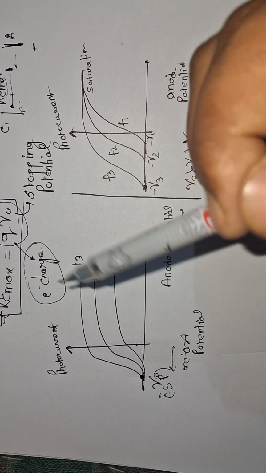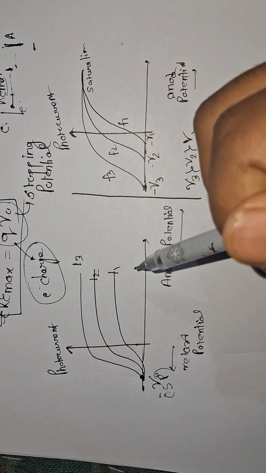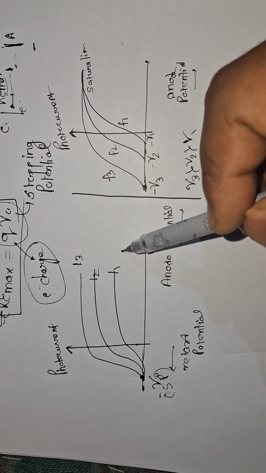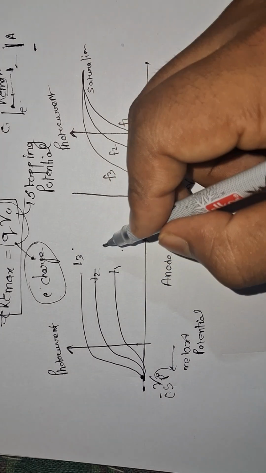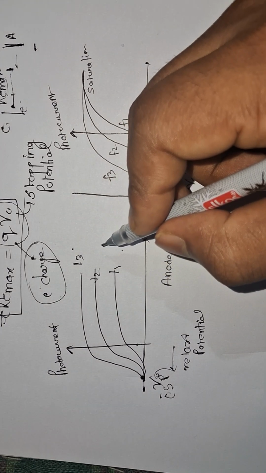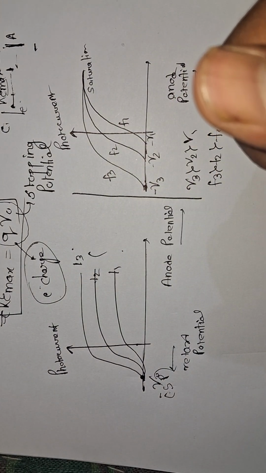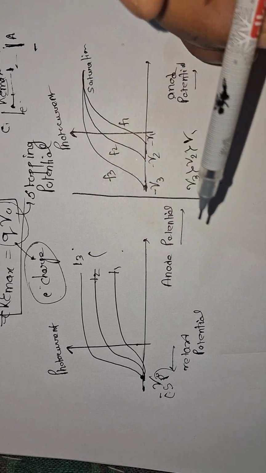Now as I have told you earlier, intensity is directly proportional to the photocurrent. See, here I have marked three intensities, I3, I2, I1. Can you tell me the order of these intensities? Please think for once and tell me what the order of intensity will be. I hope you have done it right.